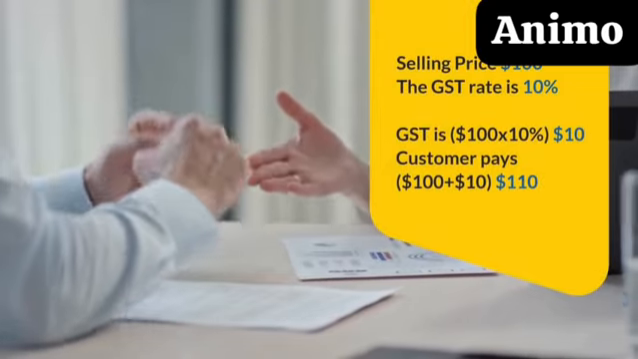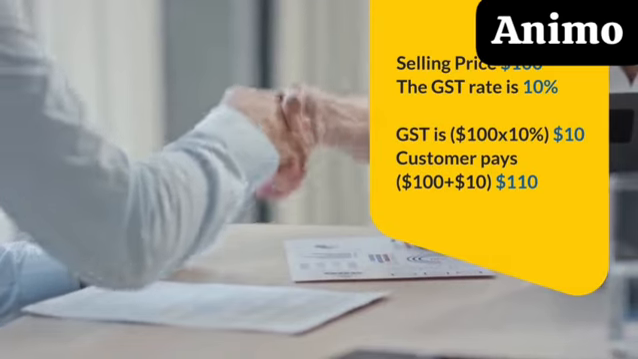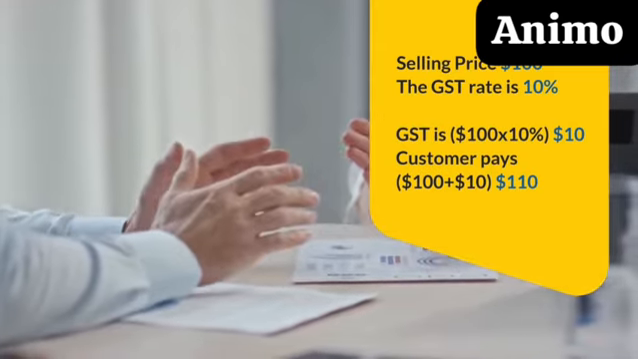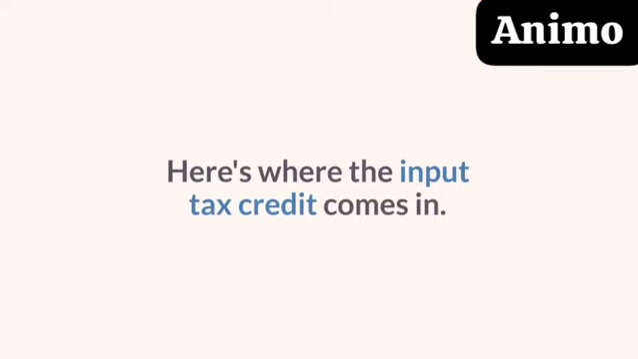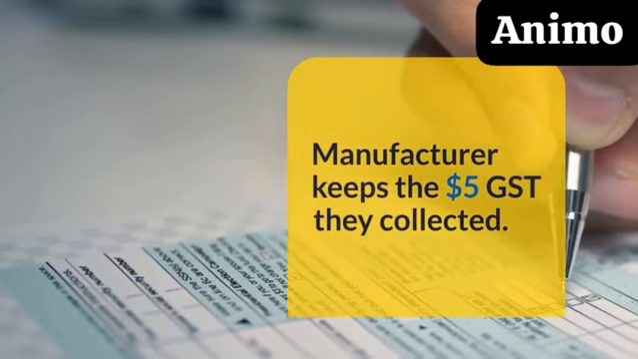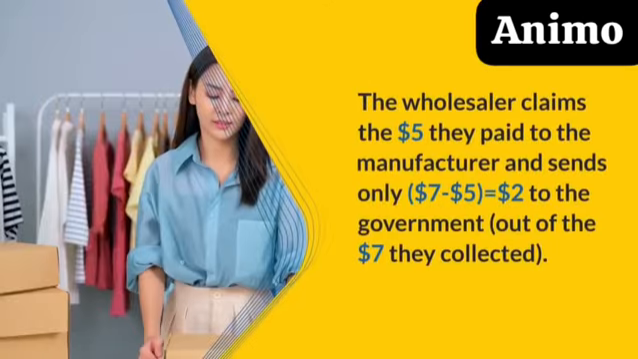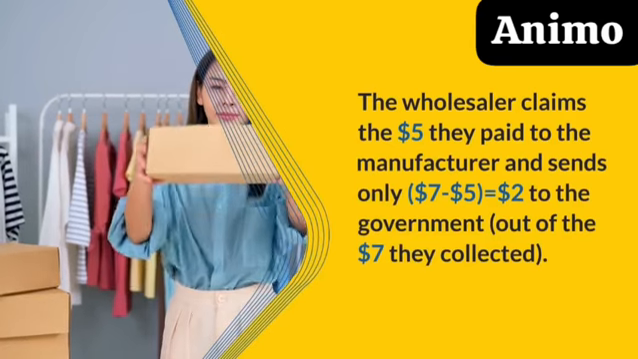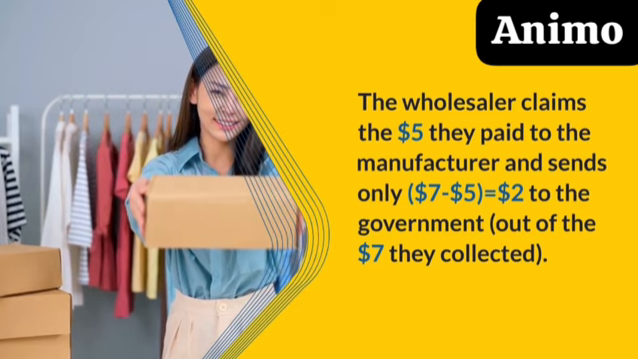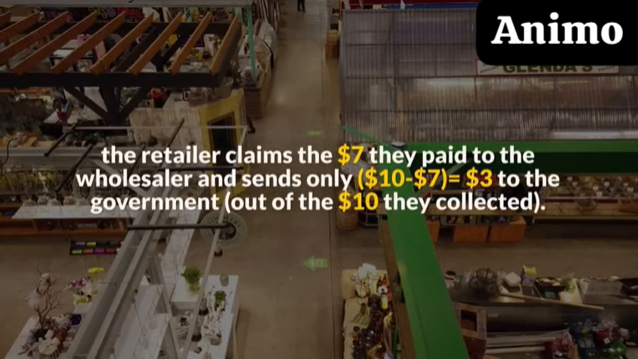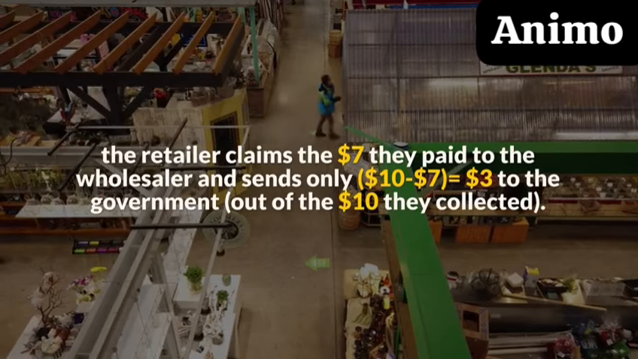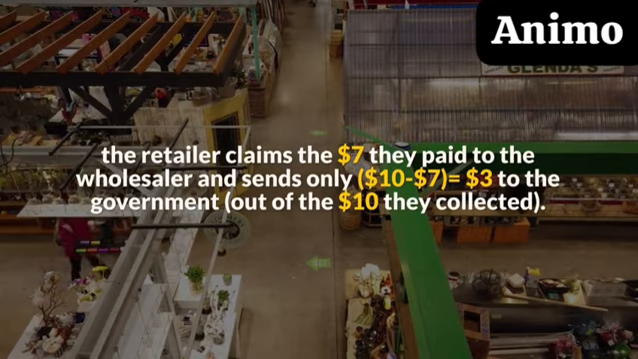Finally, the retailer sells the shirt to the customer for $100, adding 10% GST of $10. The customer pays $110 in total. Here's where the input tax credit comes in. The manufacturer keeps the $5 GST they collected. The wholesaler claims the $5 they paid to the manufacturer and sends only $2 to the government out of the $7 they collected. Similarly, the retailer claims the $7 they paid to the wholesaler and sends only $3 to the government out of the $10 they collected.